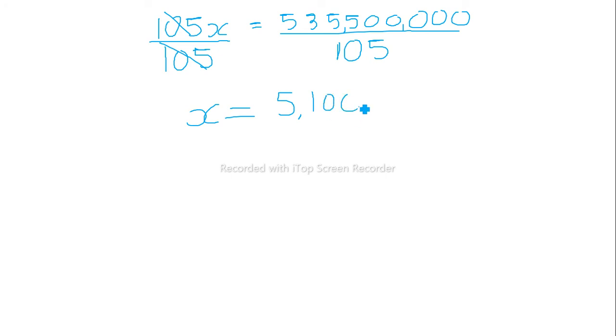5,100,000. So that's the amount that they had last year. Okay, so x is equal to 5.1 million. So the amount of tourists that they had last year is going to be 5.1 million.